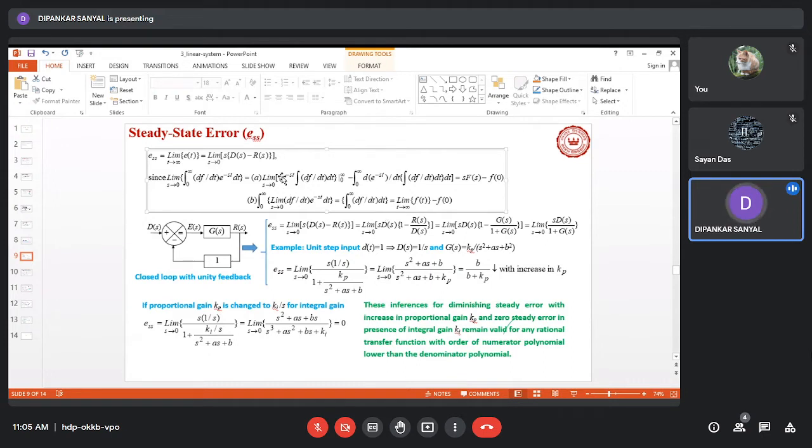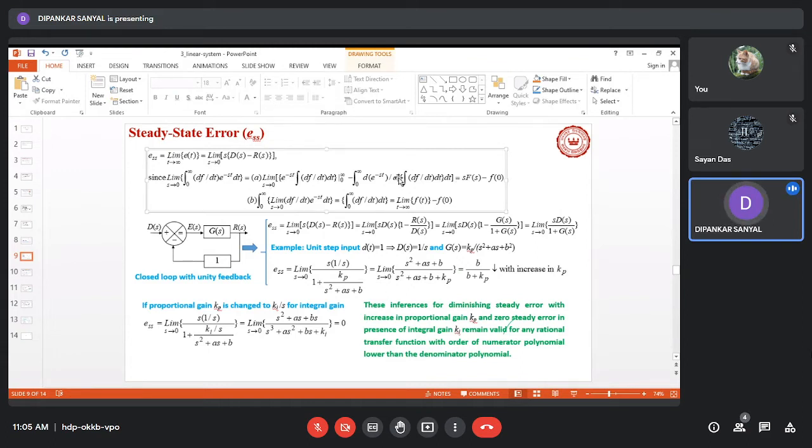Here e to the power of minus st in the limit infinity will produce a 0, but in the limit 0 it will produce 1. And this df/dt integration will produce 0. So as a result, we get only this f0, and for the second part of the integration by parts, we obtain this particular form.